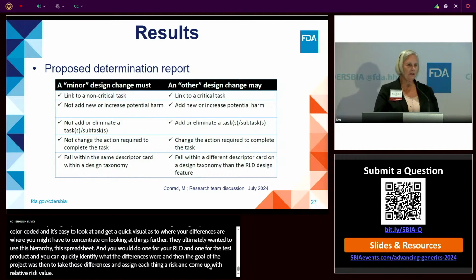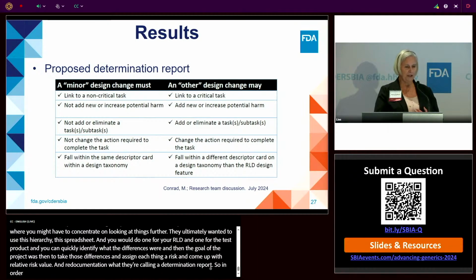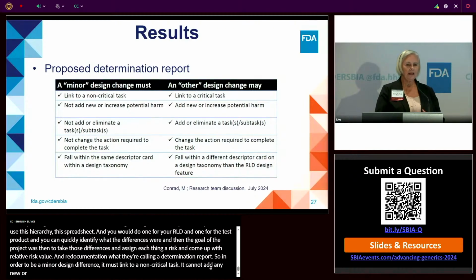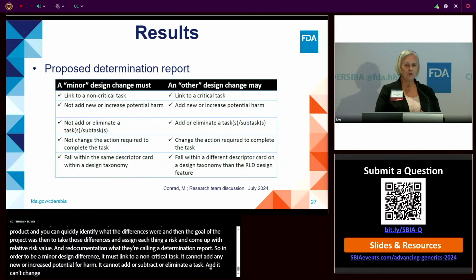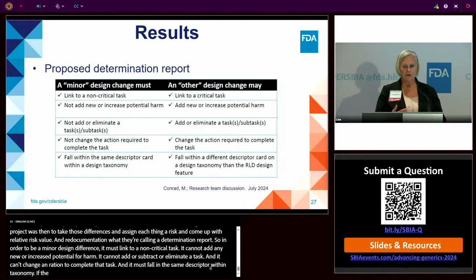And so in order to be a minor design difference, it must link to a non-critical task. It cannot add any new or increased potential for harm. It cannot add or subtract or eliminate a task. It can't change the action required to complete that task. And it must fall within the same descriptor within the taxonomy. If a design feature does not fit those, then there's potential that it would be considered an other design difference.